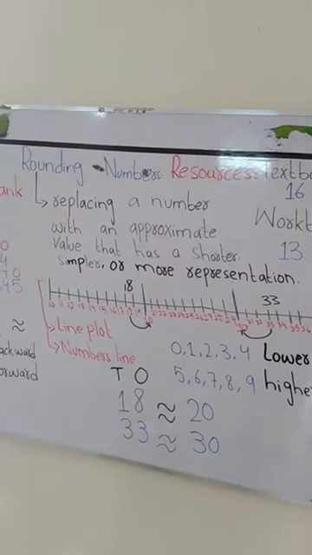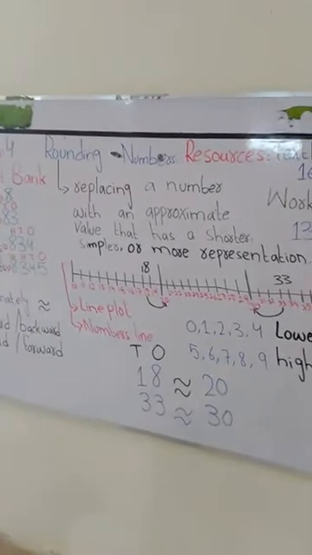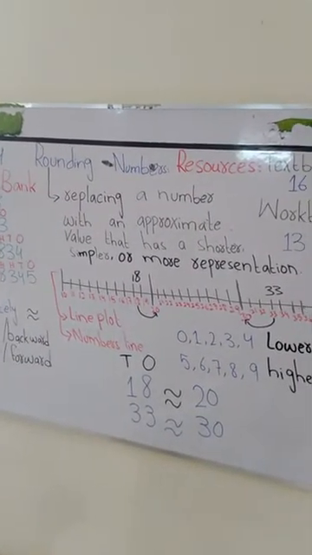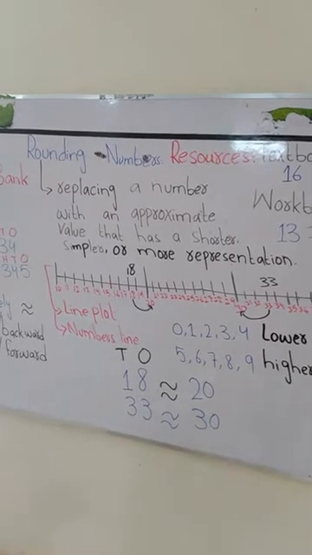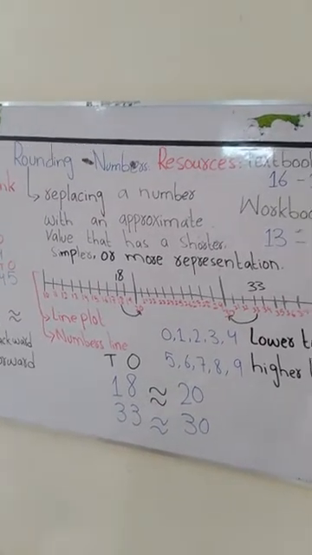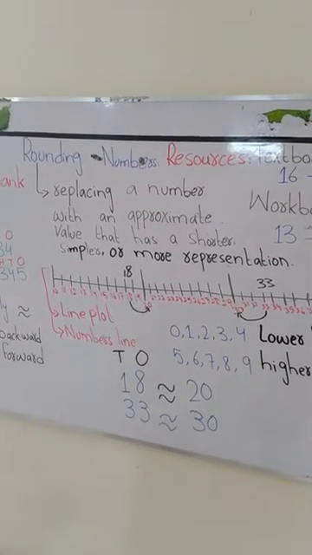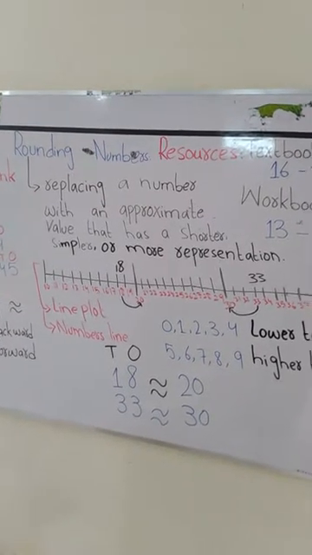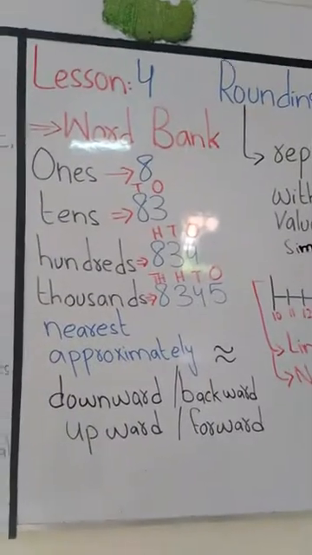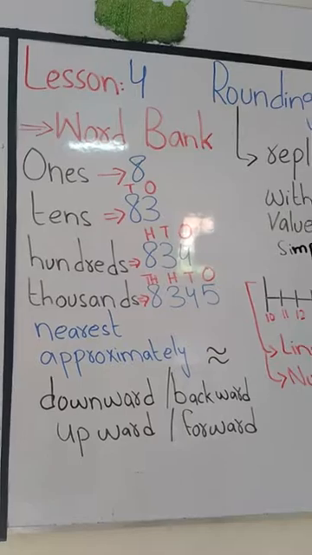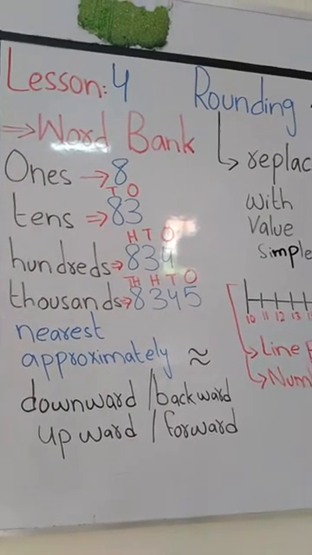As I told you, today we are studying rounding numbers. So what is rounding a number, students? Rounding a number is replacing a number with an approximate value that has a shorter, simpler, or more representable form. So here is a word bank which helps us to solve the questions of rounding numbers.